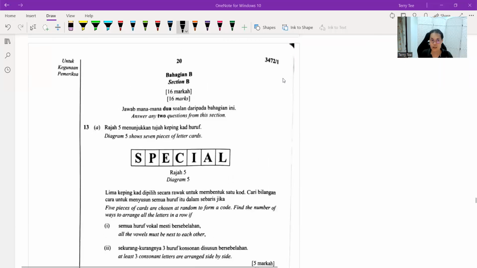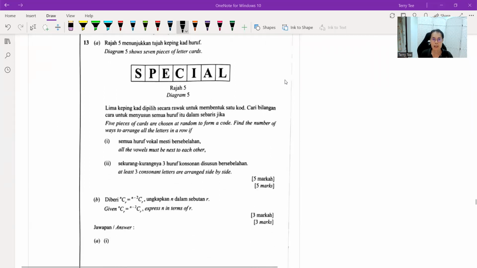Okay, let's move on to section B, question number 13. Here we have 5 pieces of card chosen at random from the word SPECIAL to form a code. This is a special question actually. Find the number of ways to arrange all the letters in a row if all the vowels must be next to each other. I'm going to do it here.